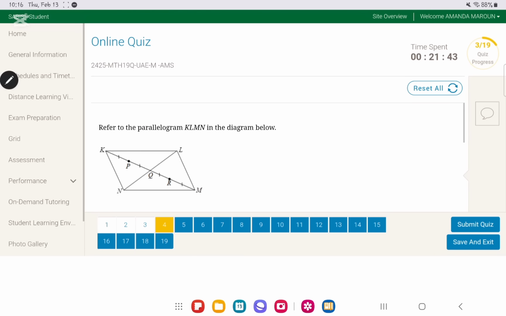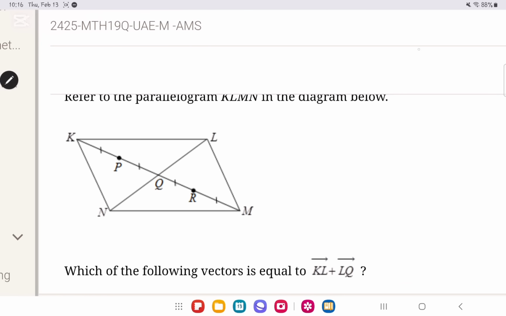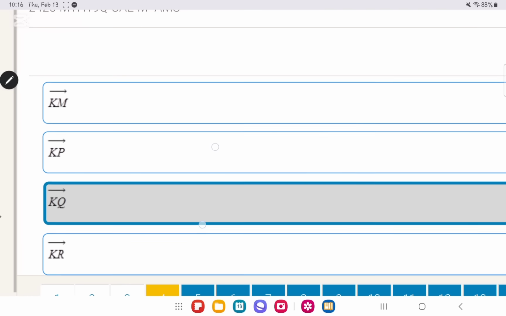We move on to question number 4. It is a similar concept. They said they need KL plus LQ. So again, KL, you're going to take it. Initial is K, terminal is L. My bad, I did this wrong. Like this, something like this. And then LQ, the initial is L and the terminal is Q. So very simply, you're going to take initial with initial and terminal with terminal, so you get the answer to be KQ. So very simply, the answer is going to be KQ.